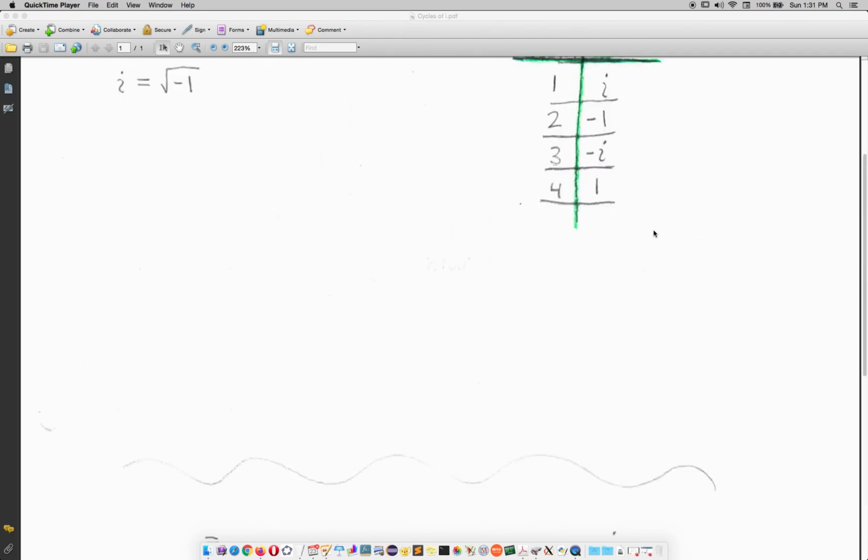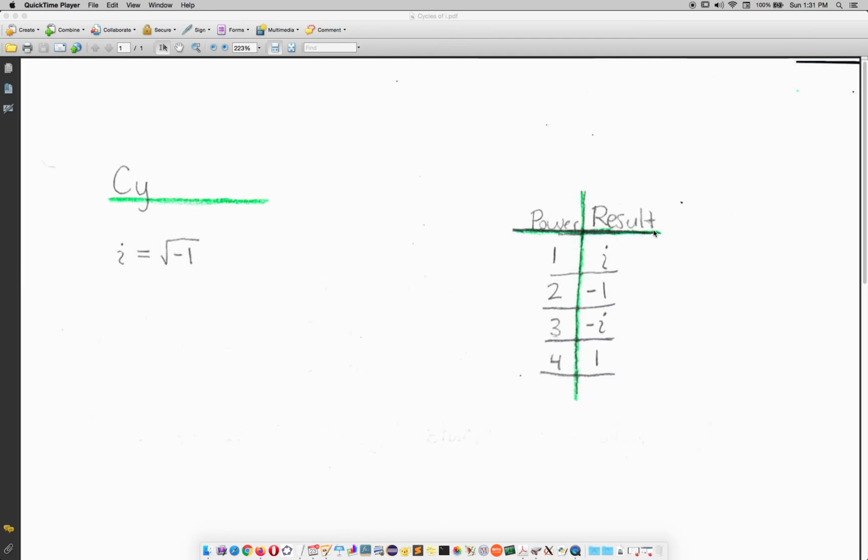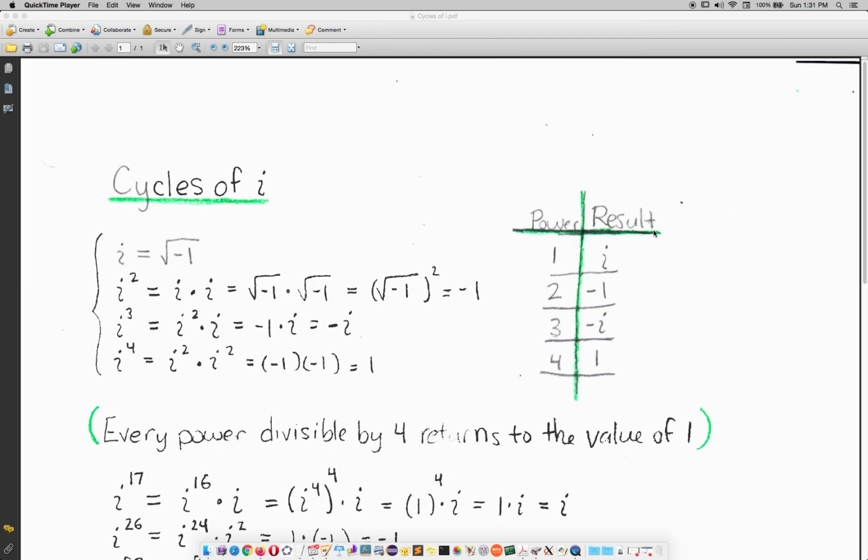And this is how the cycles of i work. They repeat every 4 powers. i to the fourth is 1, and then after that, the cycle repeats.